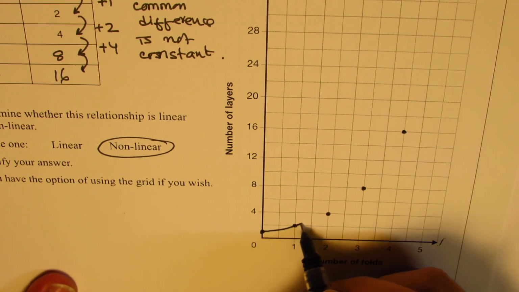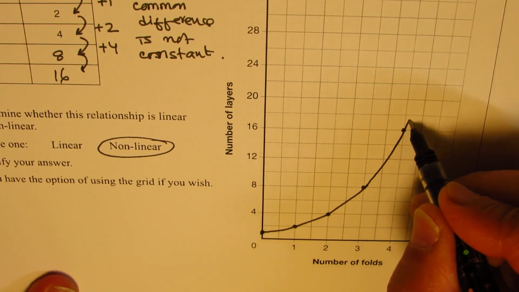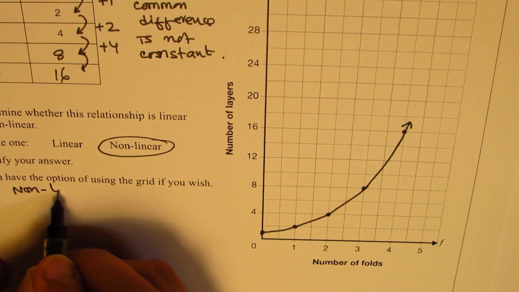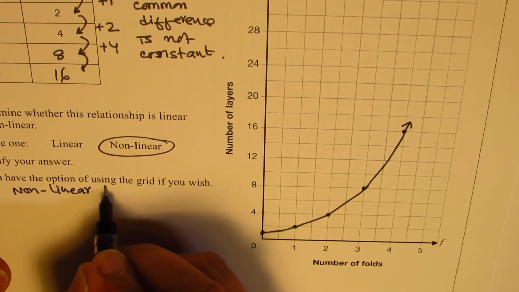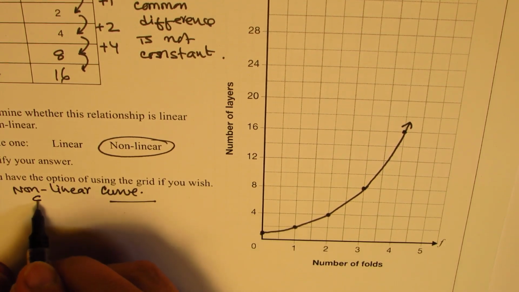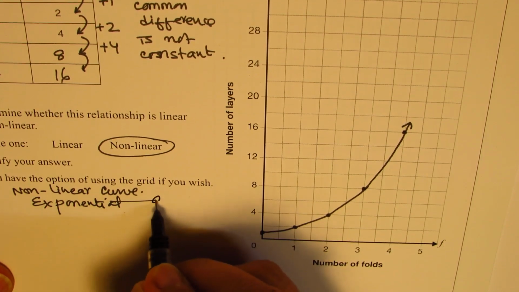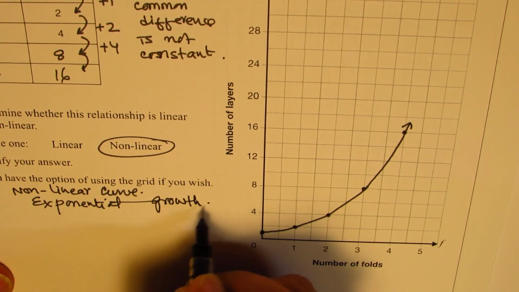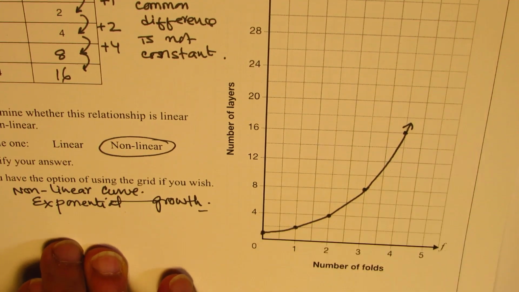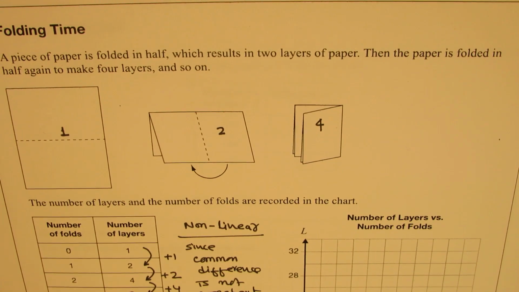You know, this curve is non-linear. It's not a straight line. So what we have is a non-linear curve. Correct? It is basically an exponential growth, right? It increases rapidly. So it is a non-linear function, and that is how you could justify it. So I hope this is absolutely clear, right?